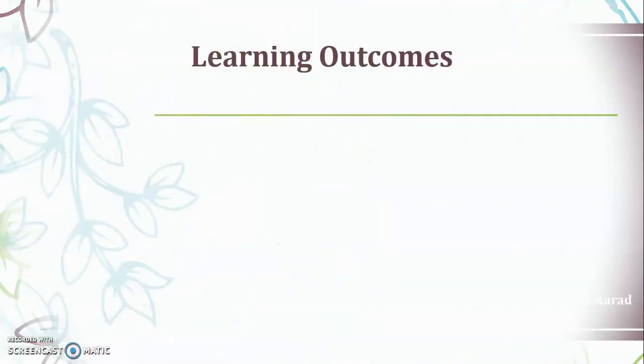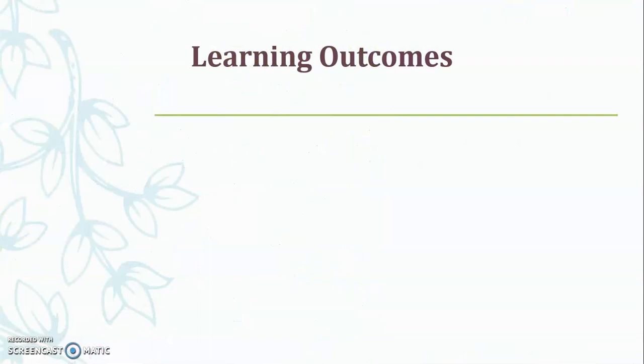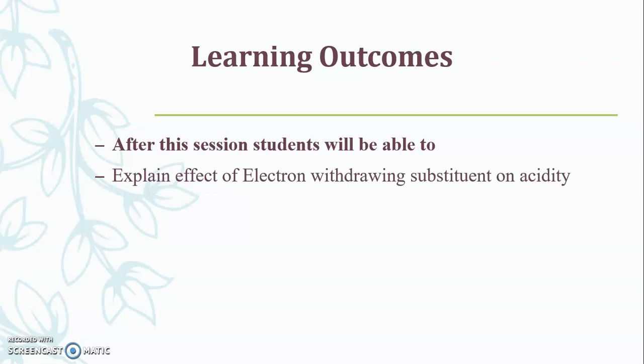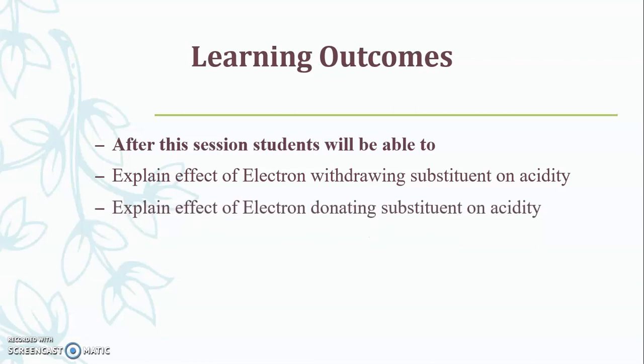Now we will see the learning outcomes of this second module. After this session, students will be able to explain the effect of electron withdrawing substituents on the acidity. In the previous part we only discussed the acidity of phenol; here we are going to discuss the effect of substituents on the acidity. The next outcome is to explain the effect of electron donating substituents on the acidity.